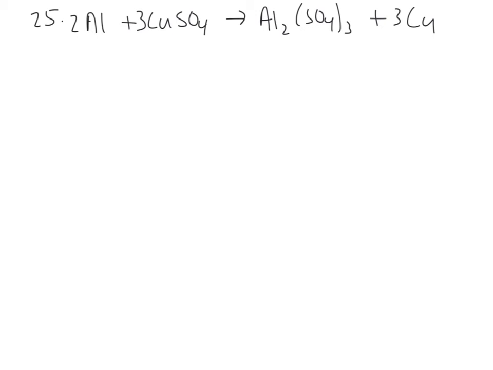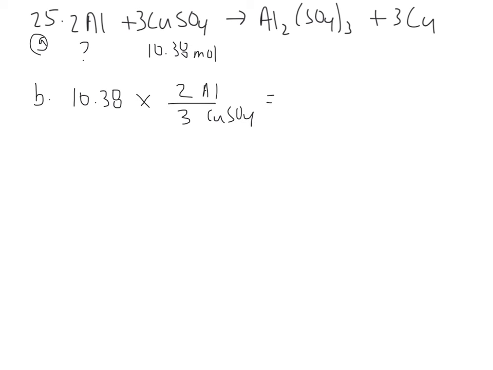So number 25, they describe a single replacement reaction where aluminum reacts with copper sulfate. So for part A, you're asked to write the balanced equation. And then B wants to know how many moles of aluminum are needed to react with 10.38 moles of copper sulfate. They want to know the moles of aluminum. So I can set up my molar ratio of 2 aluminum per 3 copper sulfate. And when I do that, 10.38 times 2 divided by 3 gives me 6.92 moles of aluminum would be needed.